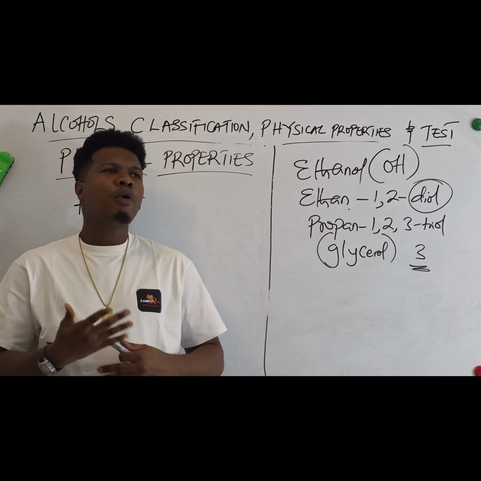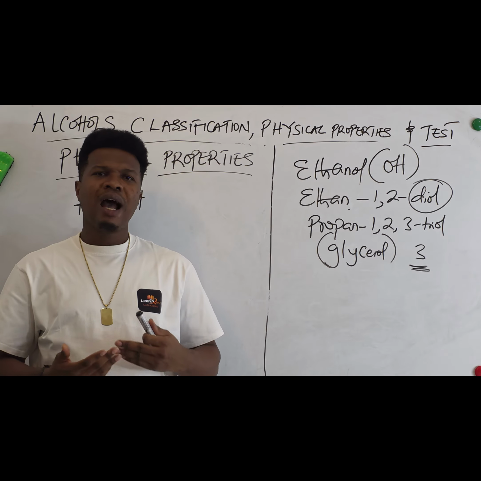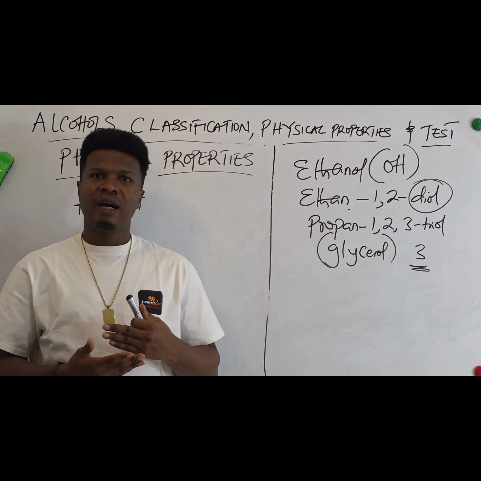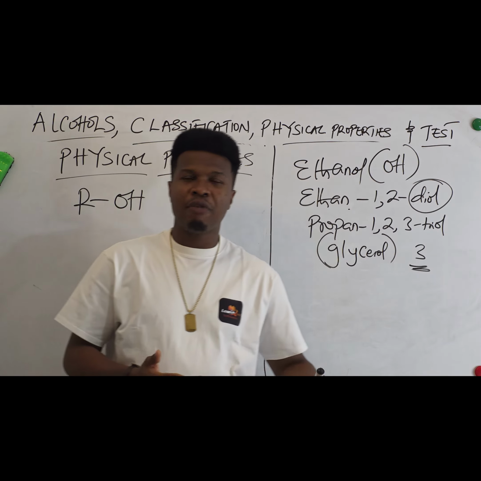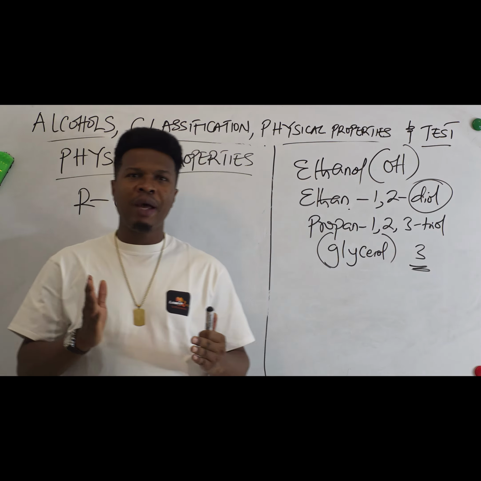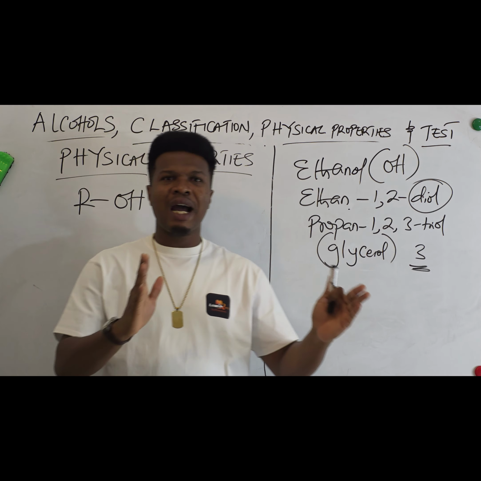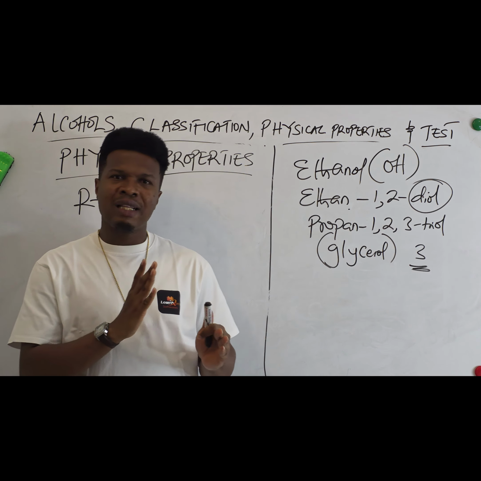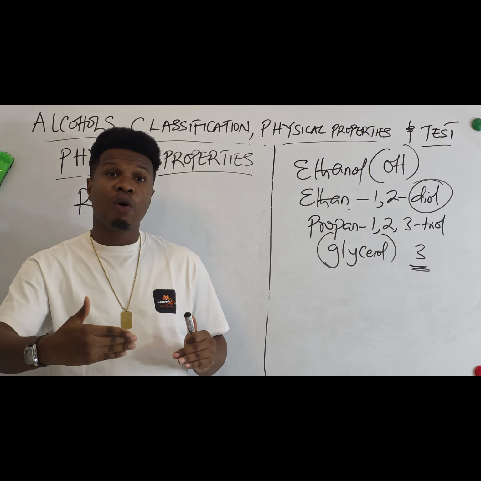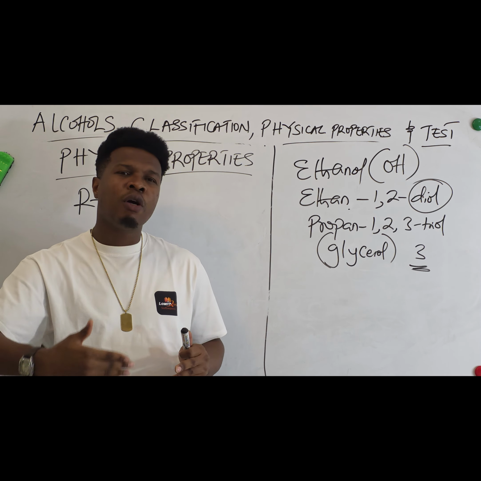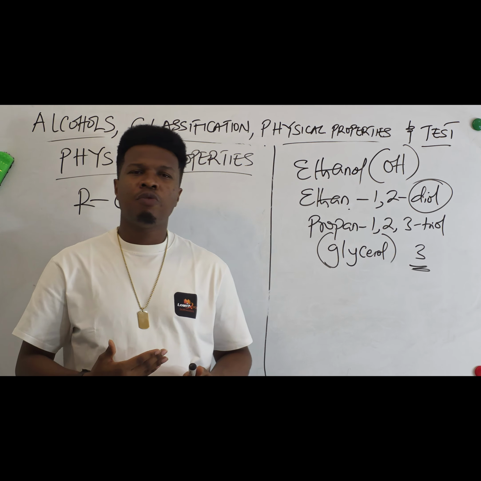Now in terms of boiling point, alcohols have boiling points higher than the corresponding hydrocarbon because of the extra bonding they have, which is the hydrogen bonding. So if you are comparing an alcohol to the corresponding alkane, you notice that the boiling point of alcohol tends to be higher due to what? The presence of the hydrogen bonding. So it's going to take time for the corresponding alcohol to be able to boil.